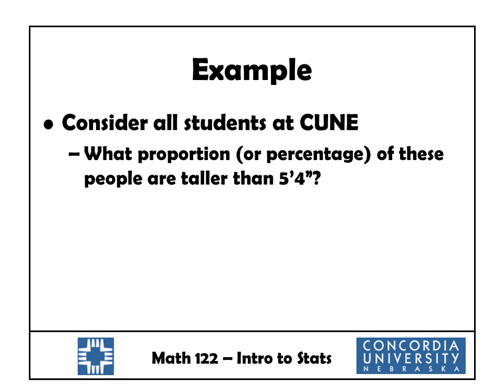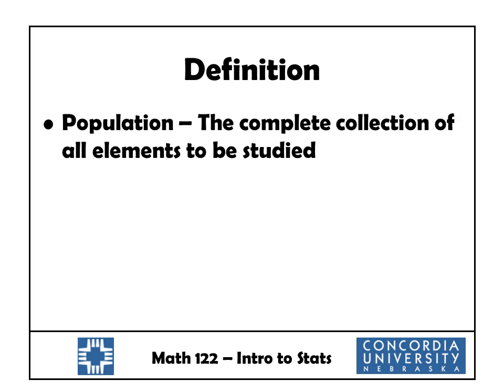So as an example, consider all students at Concordia University. And a question we might ask about these students is, what proportion or percentage of these people are taller than 5 feet 4 inches? The word proportion and percentage mean essentially the same thing, and we're going to use the words almost interchangeably. Proportion is actually the decimal form of a percentage. A proportion will always be somewhere between 0 and 1.